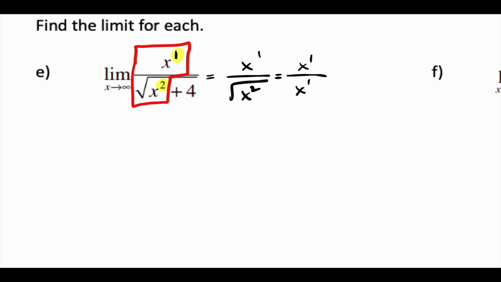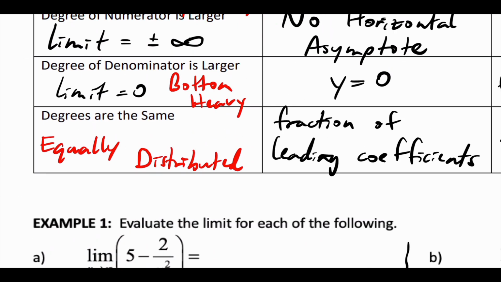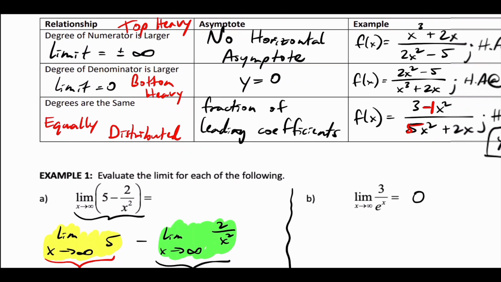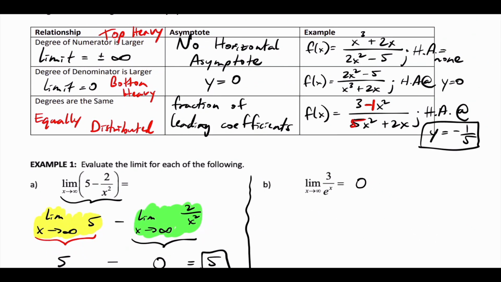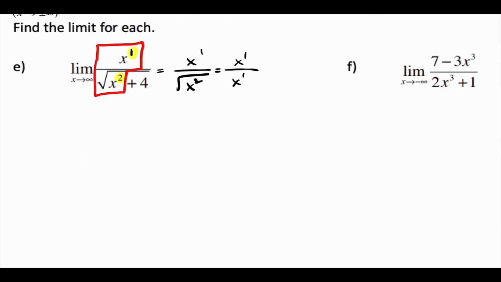Knowing that now, it's equally distributed, right? So if it's equally distributed, our rule said fraction of the leading coefficients. So what is the fraction of the leading coefficients here? 1 over 1, which is just 1.